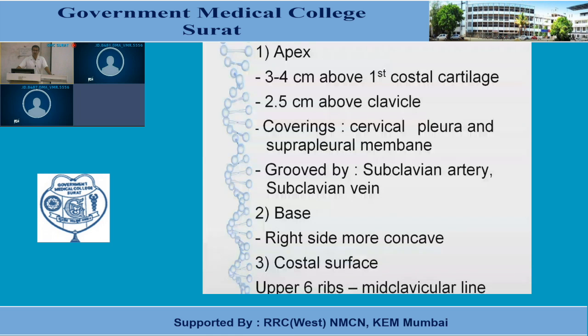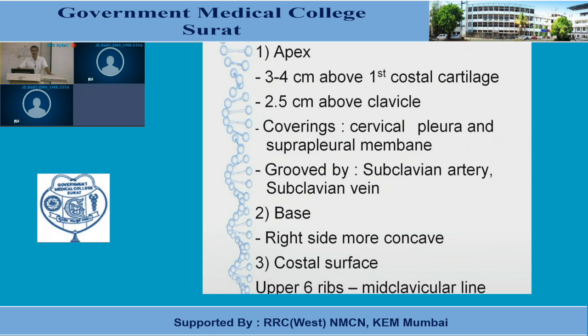This apex is crossed by subclavian artery and subclavian vein. It is upper part. Now base of lung. Base is a concave part of lung, and this concavity is more prominent in relation with right lung because of presence of liver in relation with lower part of this right lung.